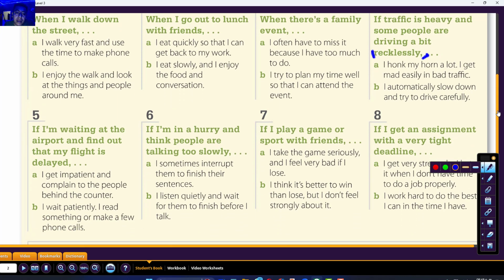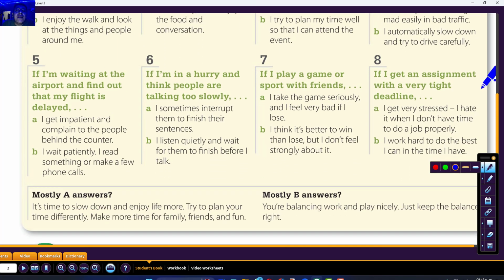5. If I'm waiting at the airport and find out that my flight is delayed, delayed means not on time. Okay, so you find out that your flight is delayed. What do you do? A. I get impatient and complain to the people behind the counter. Or B. I wait patiently, I read something, or make a few phone calls. What kind of person are you?